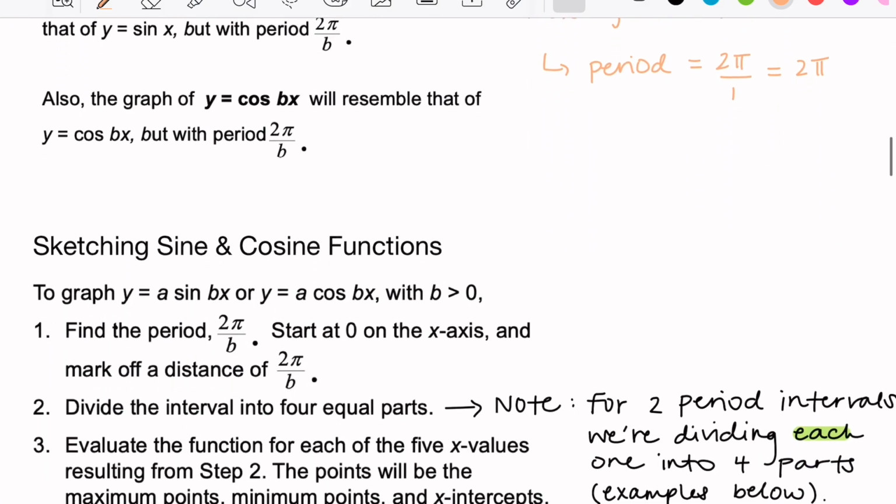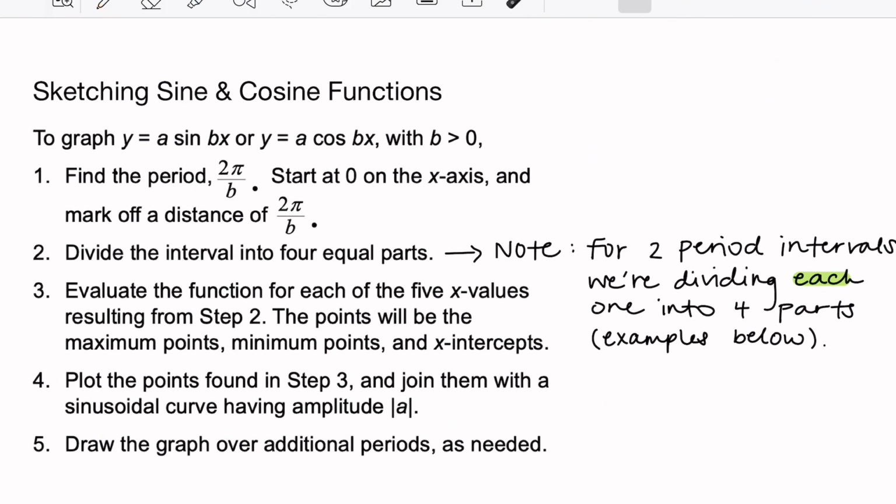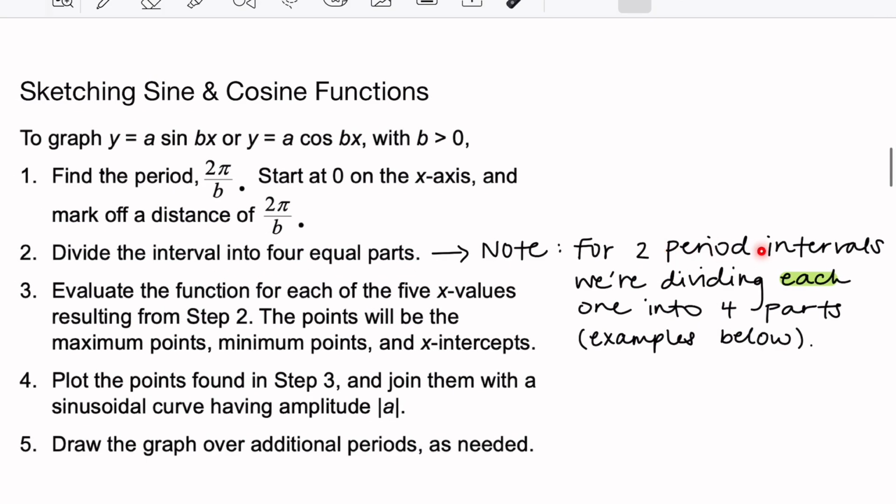Alright, so here is our procedure for sketching sine and cosine functions. If we have the graphs of these forms here, where this is our period, we're going to start at 0 on the x-axis and mark off a distance of that period. Then we're going to divide the interval into 4 equal parts. So if we're looking for 2 period intervals, we're going to start at 0 on the x-axis and mark off a distance of this here on the positive x-axis. And then we're also going to mark off a distance of -2 pi over b on the negative x-axis. So in this case, we're going to divide each of those into 4 parts. And we'll see some examples of this below.